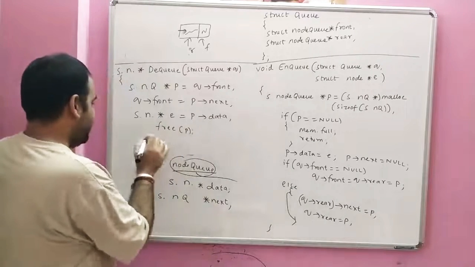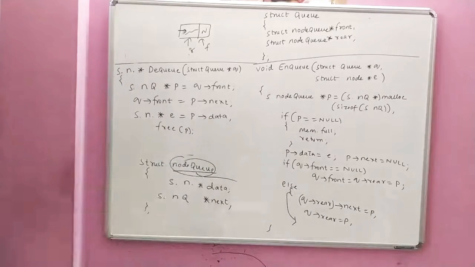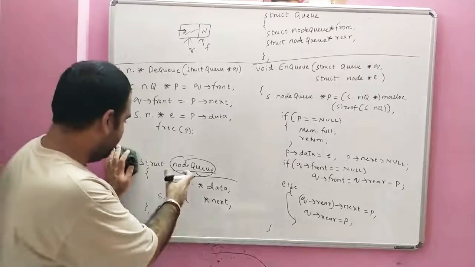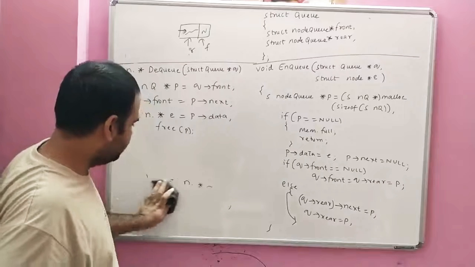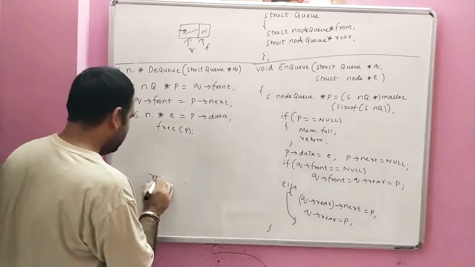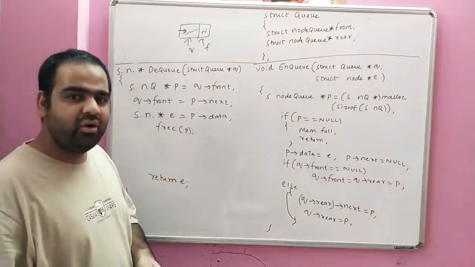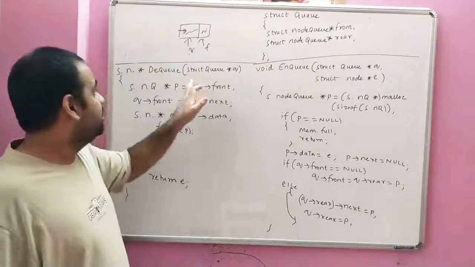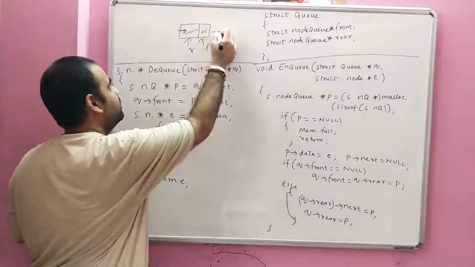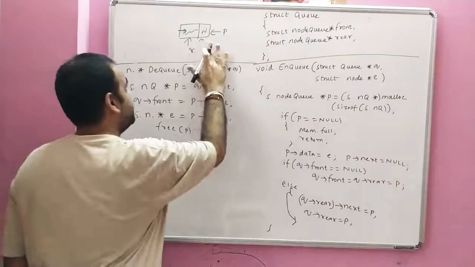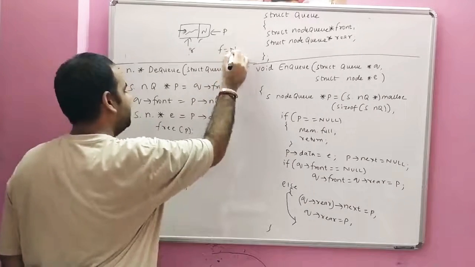Right. And at the end, the answer is stored where? The answer is stored in E. Therefore, what do I write over here? Return E. I hope that you have copied down this. I erase this. And here I say return E. That means 9000 will be returned. Now, if I want to delete it again, you say P is equal to Q arrow front. This is P. Q arrow front is P arrow next. What is P arrow next over here? Null. That means the value of front would be null.